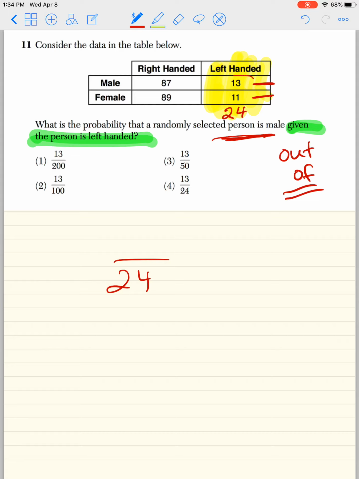So let's see. Out of these guys, I'm going to just choose him. So let's look for 13 out of 24. So that's how we do that problem.